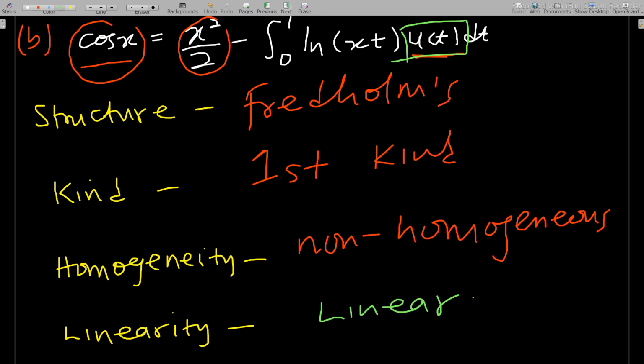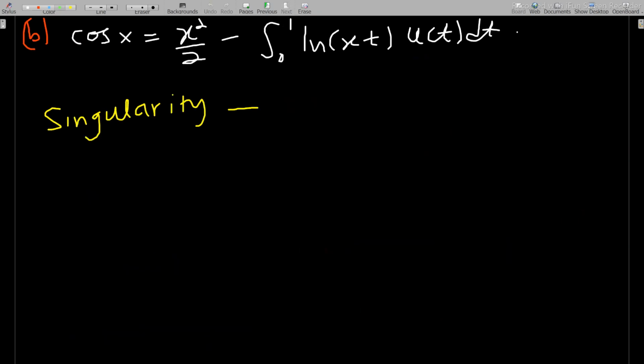We go to the last part, which is the singularity. Is it singular or non-singular? Let's consider the limit of integration. Is there any infinity in this? No, there is no infinity. So we are done with the first check of our improper integration. Now let's take the kernel. The kernel is ln of xt. Is this continuous around this?